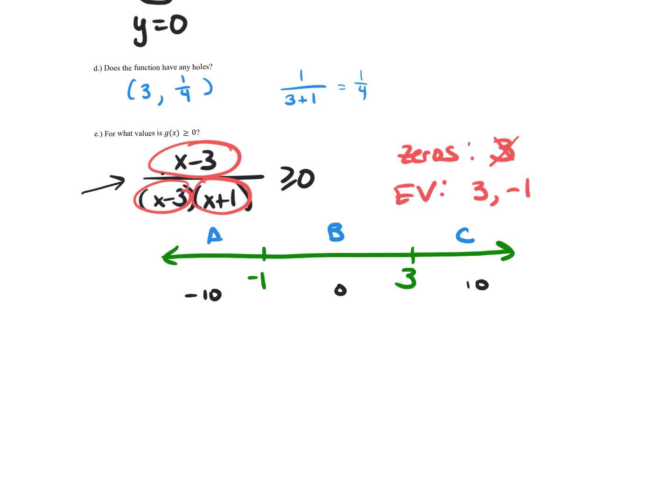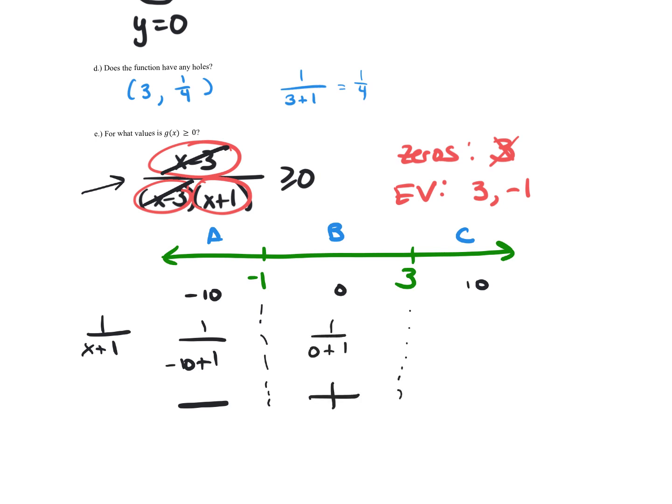Now the nice thing is, since these do cancel, I could just really plug them into 1 over x plus 1 and see if I get a negative or a positive. So if I plug in negative 10, I get 1 over negative 10 plus 1, that's 1 over negative 9, so that is negative. If I plug in 0, I get 1 over 0 plus 1, that's positive, and I don't care what the number is, to be honest. And if I do 1 over 10 plus 1, that is positive as well.